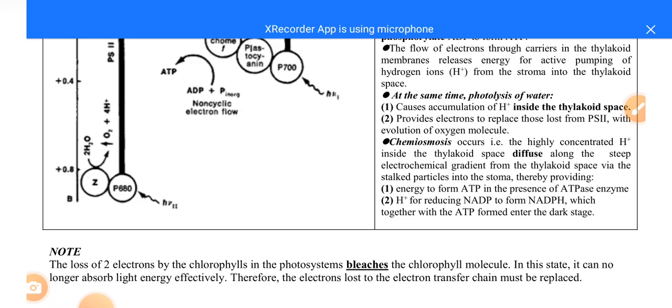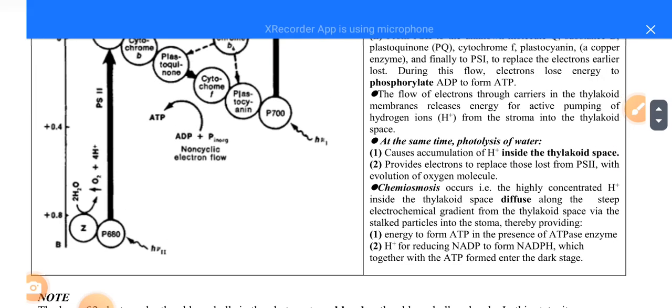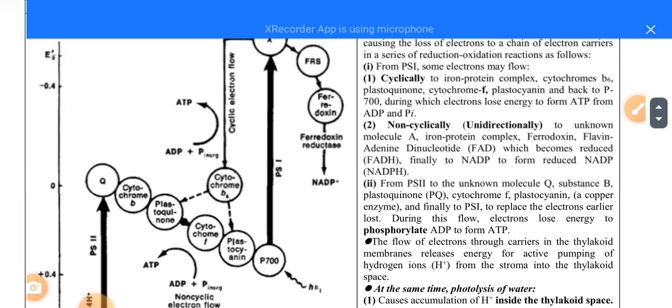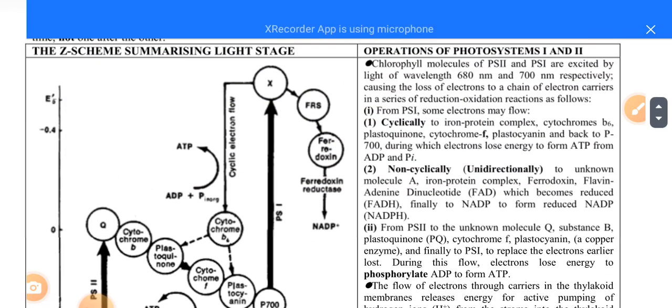It is also known as the non-cyclic electron flow. I hope that you have got the differences between cyclic and non-cyclic. We said in cyclic, ATP is formed from ADP and an inorganic phosphate, but they don't form the NADPH, while in non-cyclic we are seeing that the NADPH is being formed. So from there, let us go and look at what we call the operation.